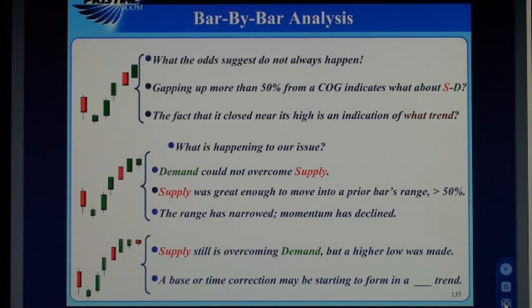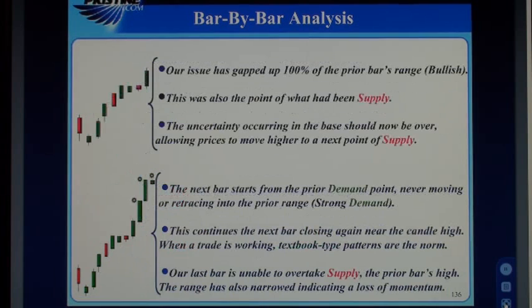Lastly, we see that supply is still overcoming demand, but a higher low is made. So we're beginning to see a base or a time correction that may be forming in a bullish trend, suggesting that prices should move higher. We see our stock gapped up 100% of the prior bar's range, which is bullish. Time corrections or consolidations after a move higher is bullish.